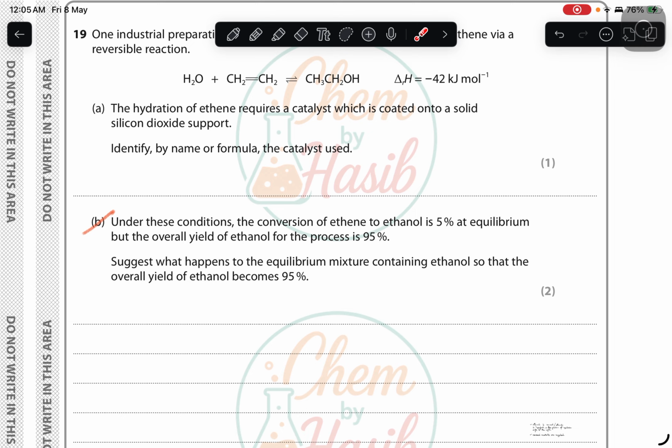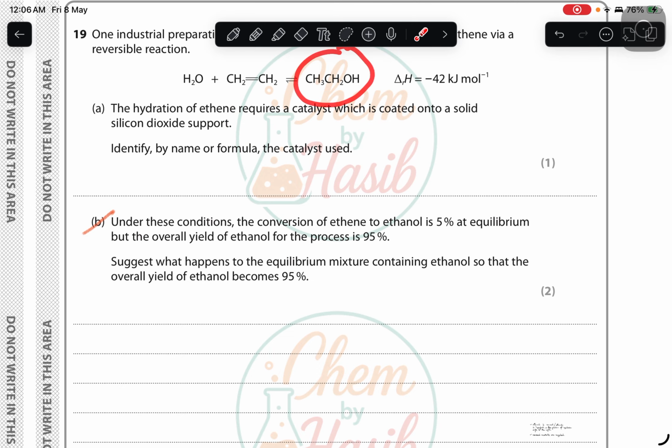The best way to increase the yield is to remove the product as soon as it forms. If you remove this product as soon as it forms, the position of equilibrium will shift to the right. It will keep on shifting to the right because you are removing the product continuously. So the concentration of the product, ethanol, will always be less, because we are removing it as soon as it forms. So the yield will be much higher.